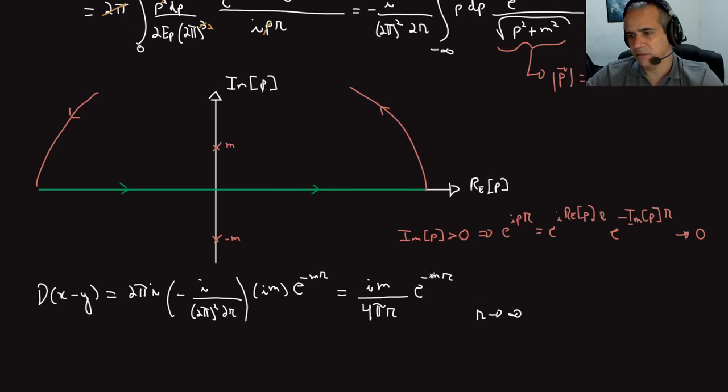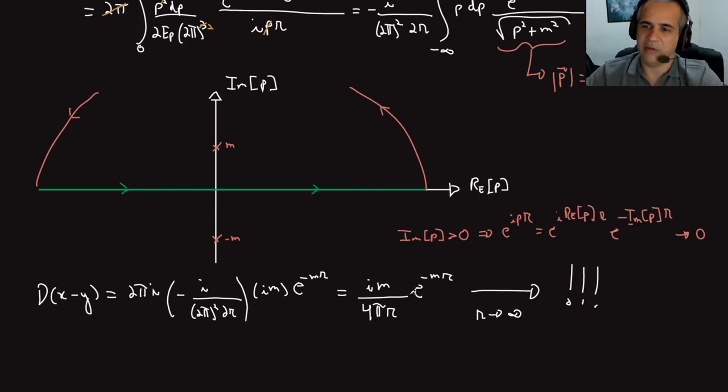So again, we have a non-zero probability, right? This is the amplitude, right? So we take the modulus square of that to make this a real number, but the exponential stays, right? And it seems like we are violating causality again, right? Now this needs careful consideration, right?